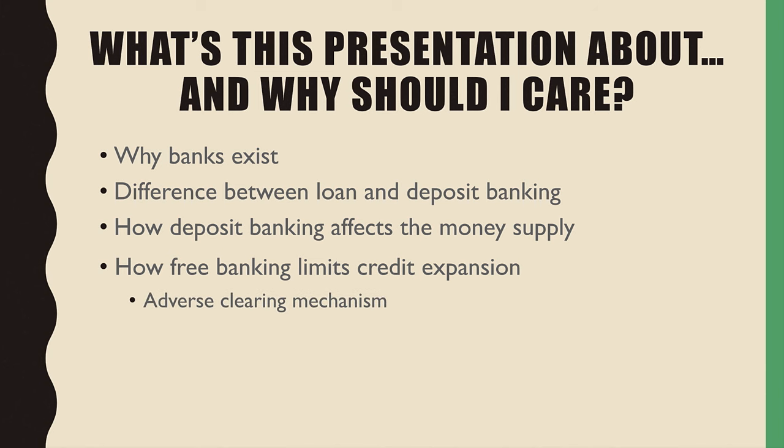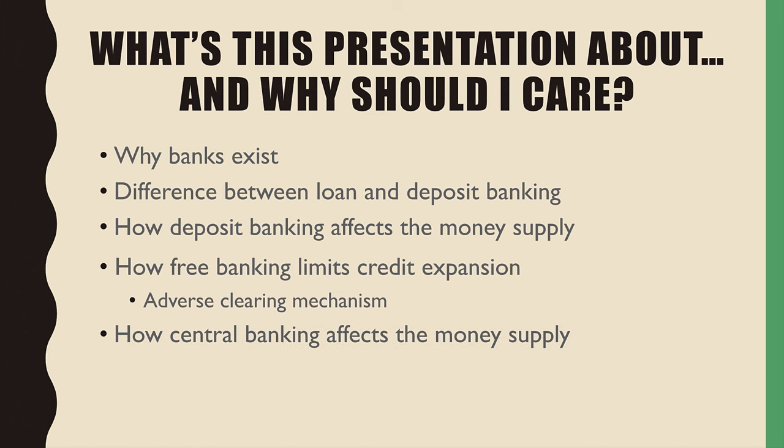This is related to a very important concept known as the adverse clearing mechanism. This is what restrains banks on the free market. It is only when the central bank gets involved that this changes. We're all Austrian economists here, so we have a little bit of a negative view of central banks, you could say, pessimistic perhaps, which is completely justified in my opinion. We're going to see how central banks are really the agents of the government that enable fractional reserve banks to increase the money supply.